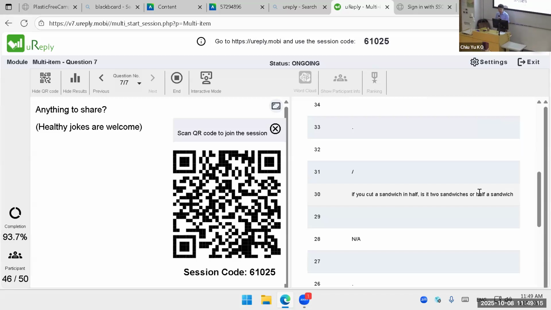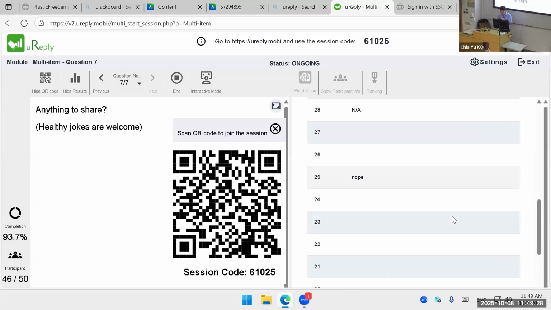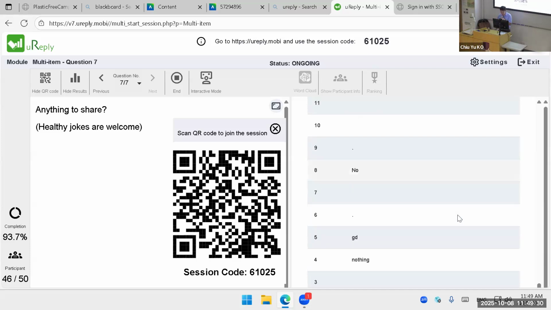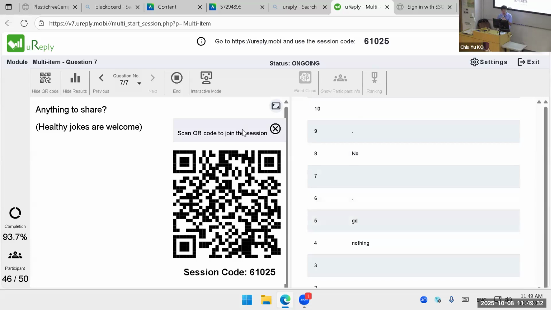But I think this is two half sandwiches, if you ask me for the answer. Right? One sandwich, you cut it in half, that means two halves of a sandwich. That's my answer, if you want the answer from me. Okay, so far it's okay.